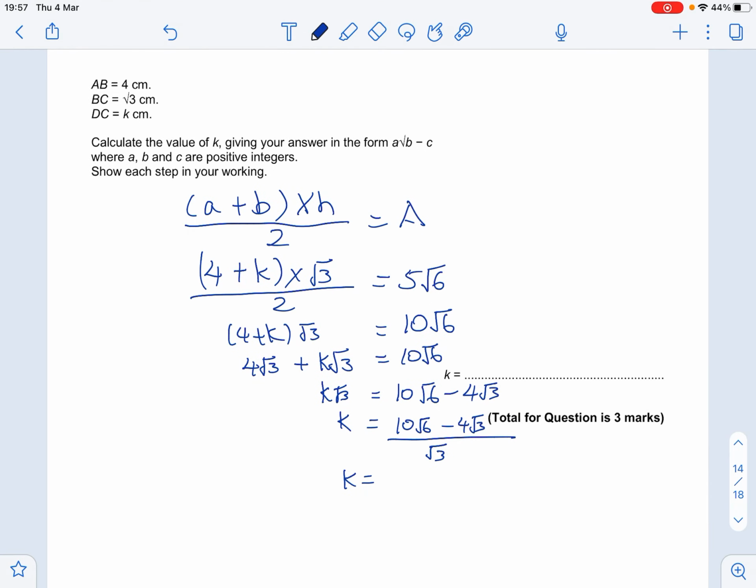To help you, as some of you might get confused: this is the same as 10√6 divided by √3 minus 4√3 divided by √3. So √6 divided by √3 becomes √2, giving 10√2. And this cancels out, it's minus 4. So k equals 10√2 minus 4.